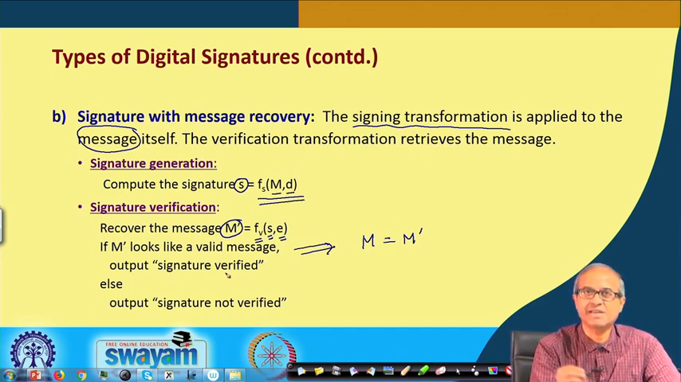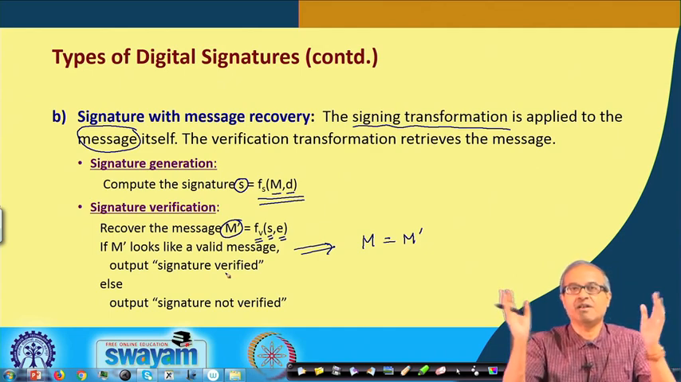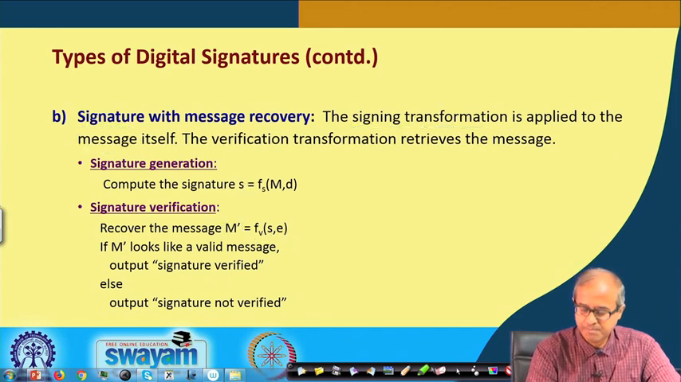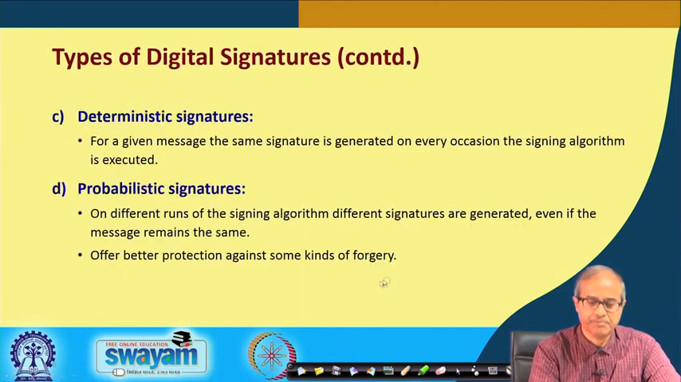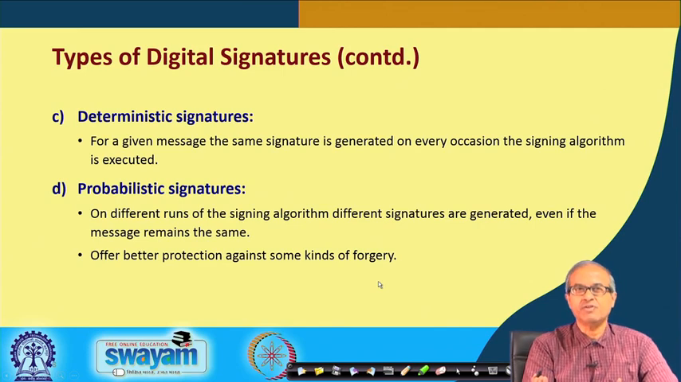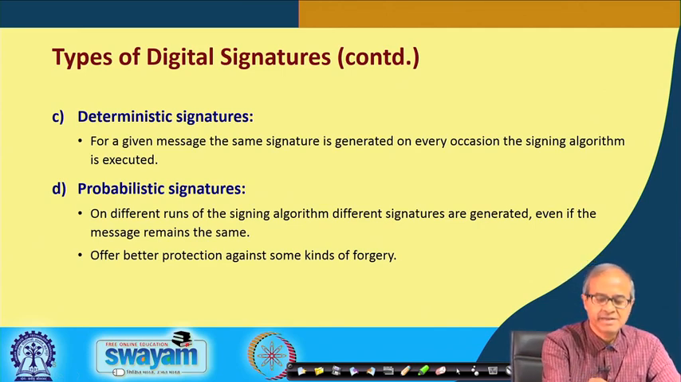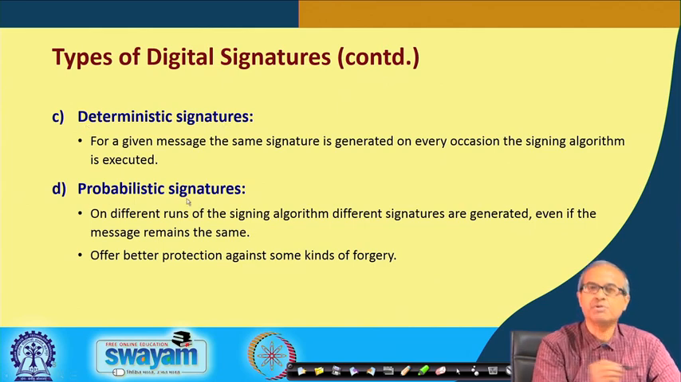But as I said, this second method is more expensive because it involves encryption of a larger message, and as I said, public key encryption and decryption are expensive, they are much slower. So, if you are trying to encrypt a large chunk of data, it will be quite slow. There are other ways of generating signatures also, I am not going into detail of this. There is something called deterministic or probabilistic signatures.